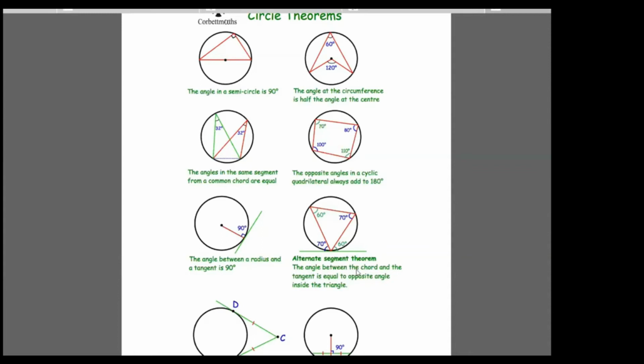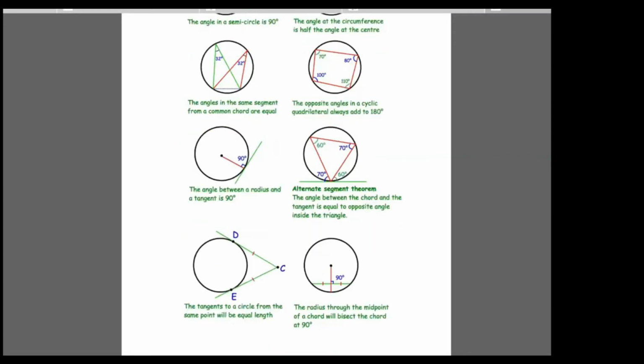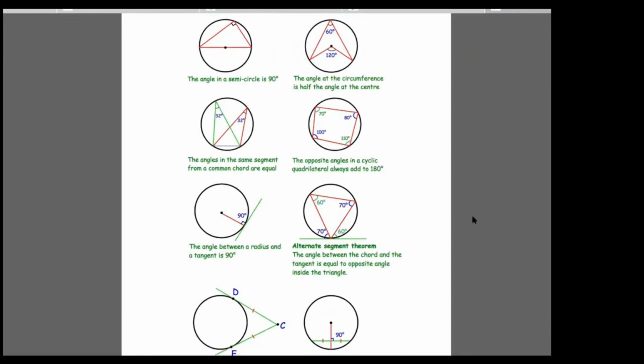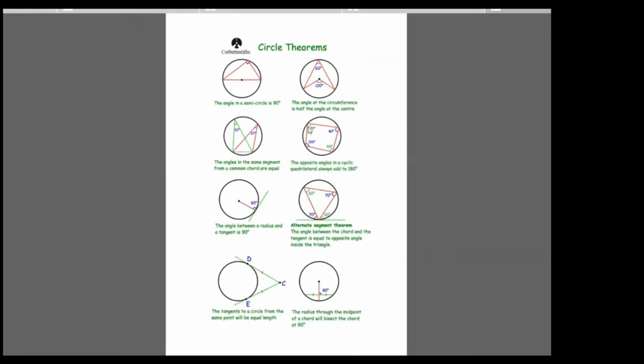Alternate segment theorem: the angle between the chord and the tangent is equal to the opposite angle inside the triangle. All right? So the alternate segment theorem is very powerful. A lot of times people don't even utilize this one. Two tangents to a circle from the same point will have equal length, and the radius through the midpoint of a chord will bisect the chord at 90 degrees. These are all the circle theorems that you'll need to know for CSEC math. These are easy.